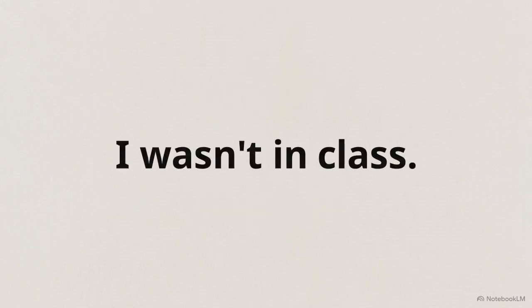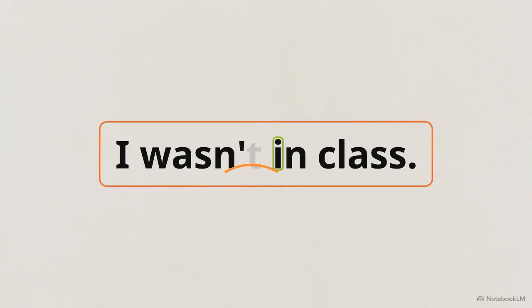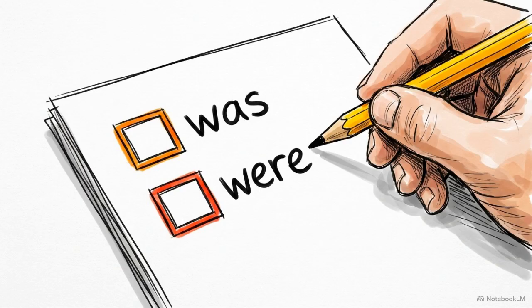Notice how these negative words flow in natural speech. When wasn't or weren't is followed by a vowel sound, like the word in, the final T sound is reduced, making the words connect smoothly. I wasn't in class. Choosing correctly between was and were is the main mechanism you need to describe history accurately.